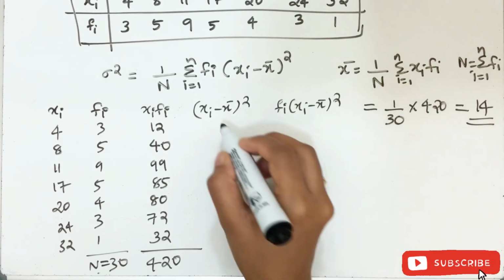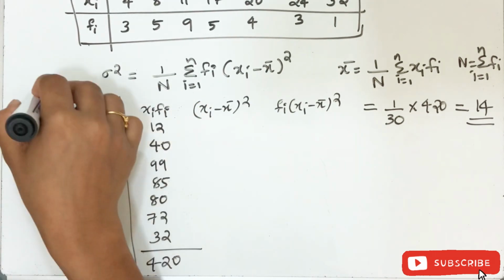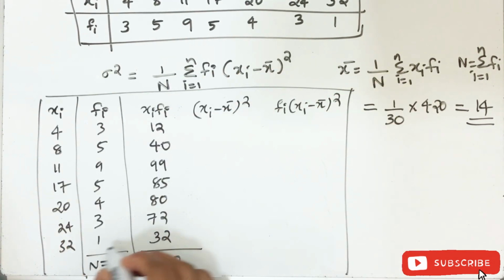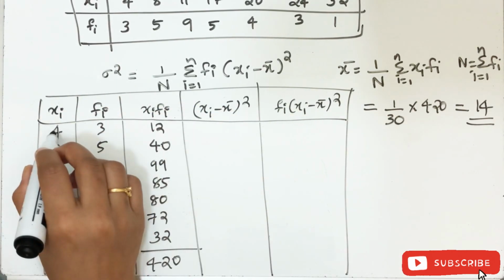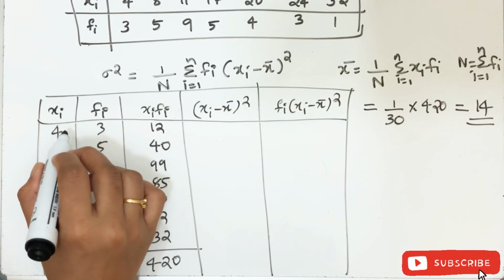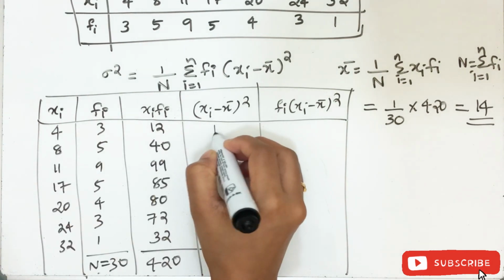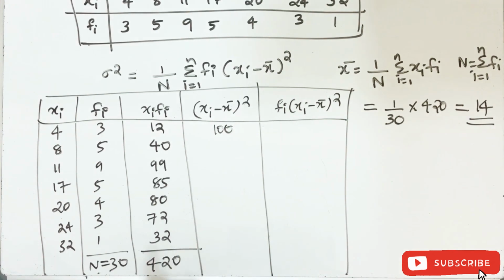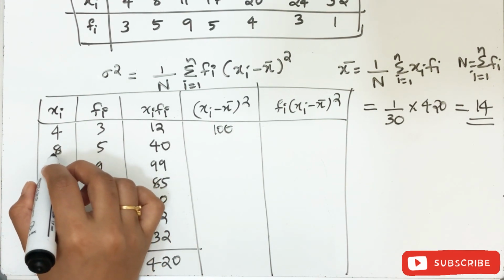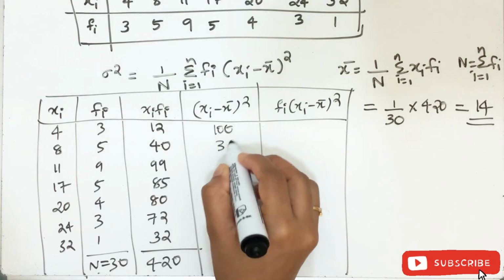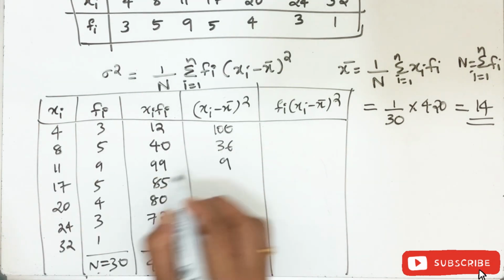Now we can find (xi minus x bar) square. Xi minus x bar, that is 4 minus 14, that is minus 10. Square is equal to 100. Here 8 minus 14, that is minus 6. Square is equal to 36. Like that, find all the values. Minus 3 square, 9.